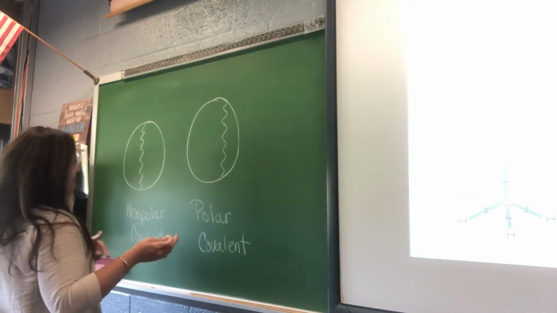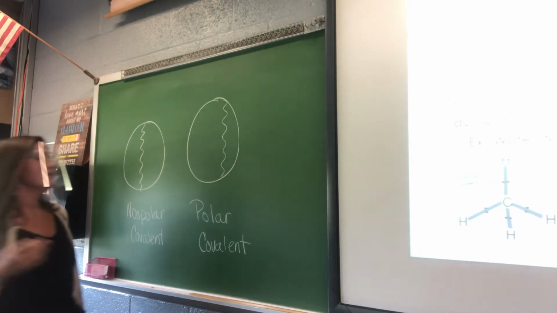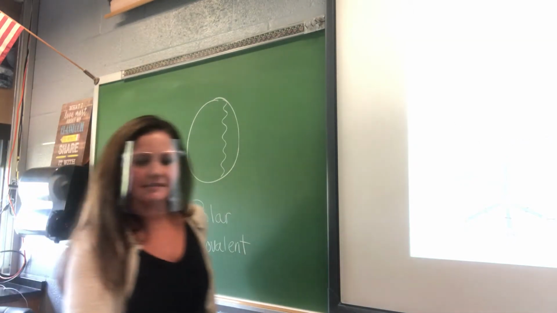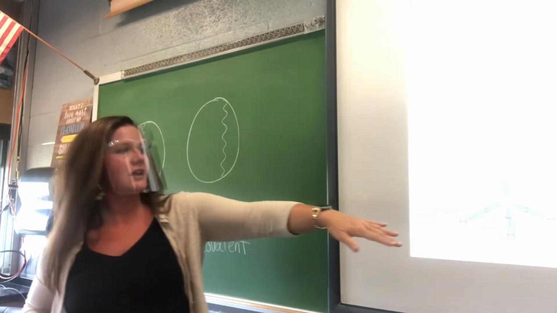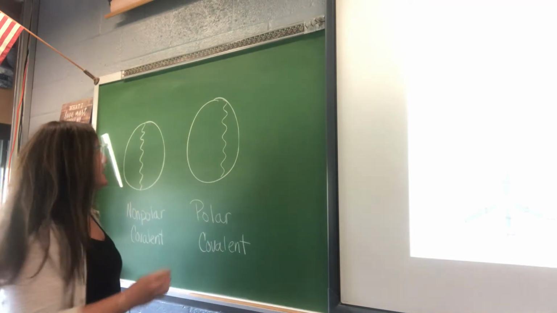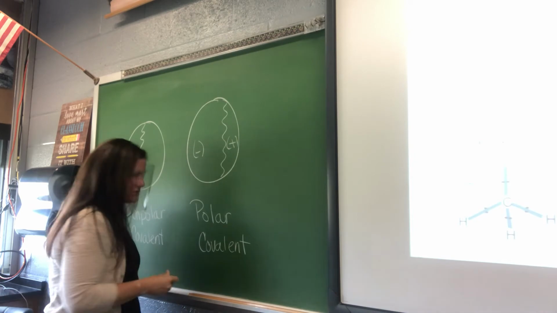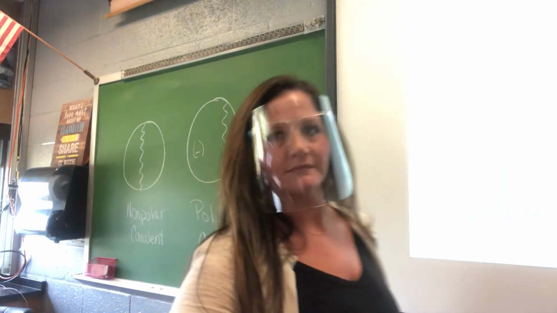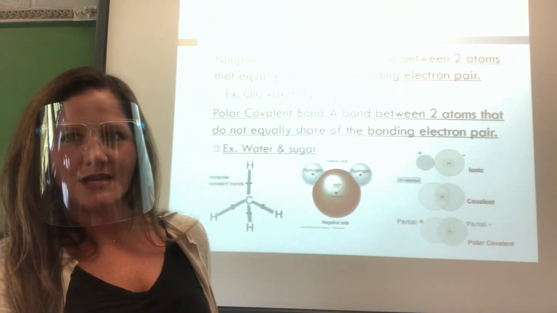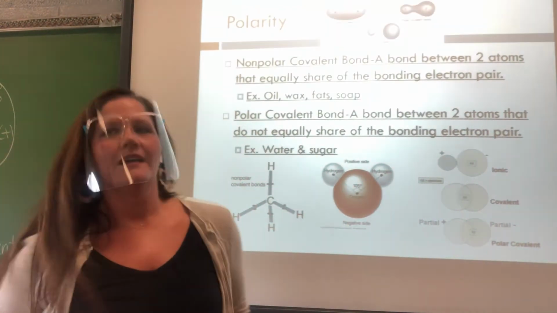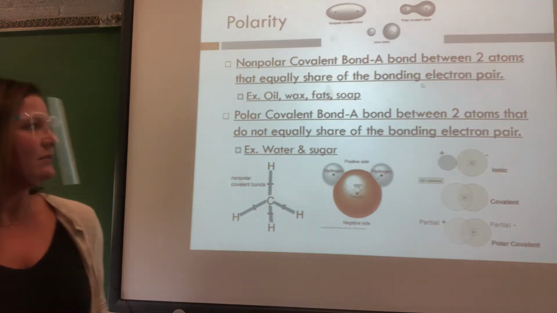In a polar covalent bond, one of those atoms is holding on tighter to the electrons than the other one is. So in the case of water, oxygen is holding on a little tighter to those electrons, and it gives it a partial negative side. And the side that doesn't hold on as tightly to the electrons has a partial positive side. So we're still sharing, just sharing unequally.